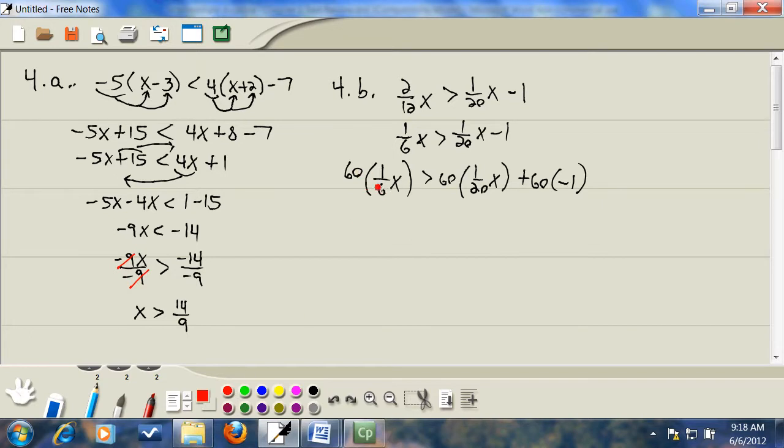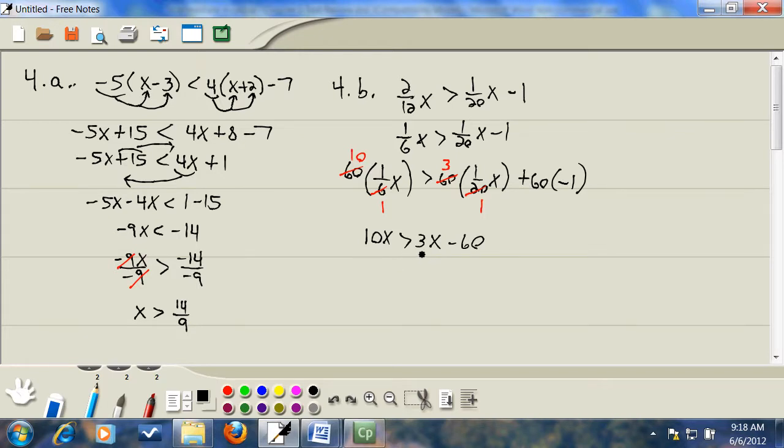Now in this one, 60 and 6 are both divisible by 6. 6 divided by 6 is 1. 60 divided by 6 is 10. Over here, 20 and 60 are both divisible by 20. 20 divided by 20 is 1. 60 divided by 20 is 3. Now, you know you picked the right LCM if you end up with 1s in all your denominators, which we did. 10 times 1 is 10 with an x. 3 times 1 is 3 with an x. And 60 times negative 1 gives us negative 60.